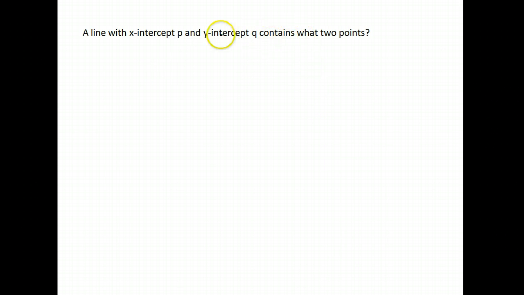Okay, this is our challenge question. A line with x-intercept P and y-intercept Q contains what 2 points? Now we threw some letters in there. Don't let that throw you off. Set it up exactly the same way. X-intercept, I'll have a number here or my x value here and 0 for my y. Y-intercepts, you have 0 for x and then your value for y.